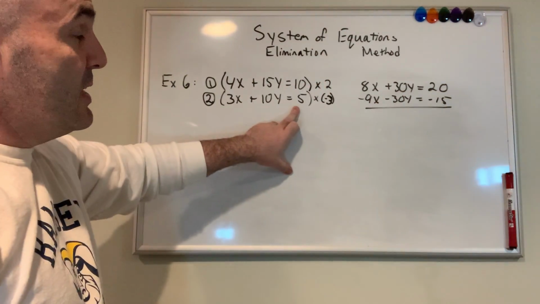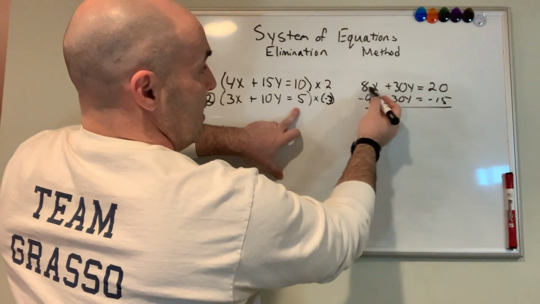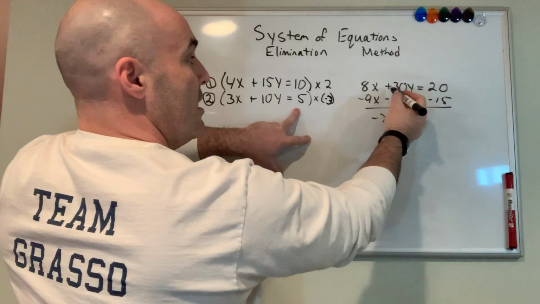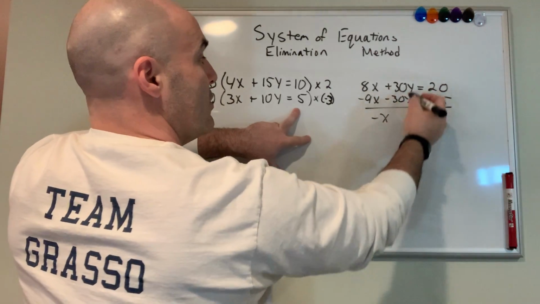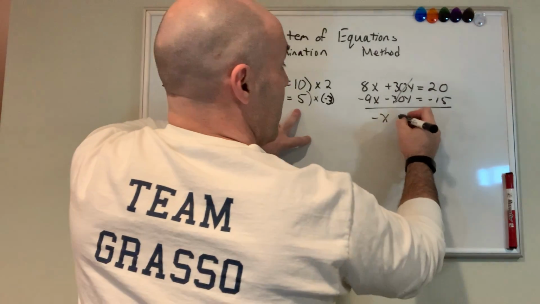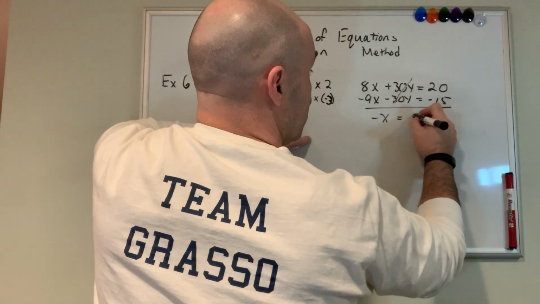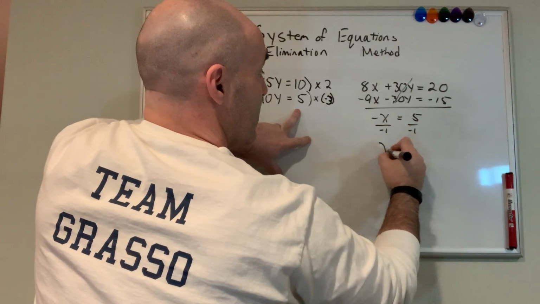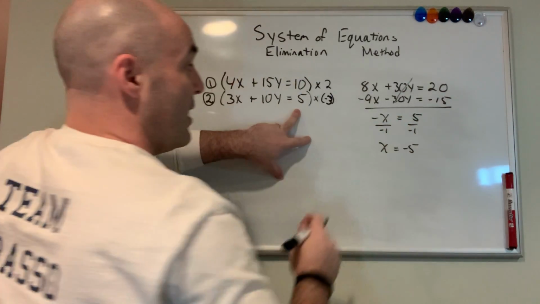Okay. Now at this point, 8x minus 9x is going to give me negative x. 30y minus 30y eliminates the y, adds to 0, and this is going to be positive 5. Okay, I'm going to divide both sides by negative 1, so I got x equals negative 5.